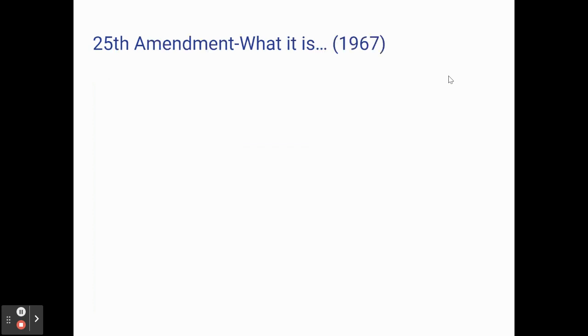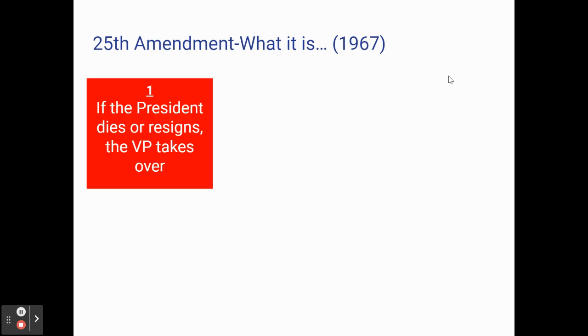The 25th Amendment is ratified 20 years later in 1967, and it does a couple of things. The first thing that it does is just reaffirm what I just showed you, that if the president dies or resigns, is unable to do their job, the VP takes over. They're not a lesser version of the president. They have all the powers of the president.